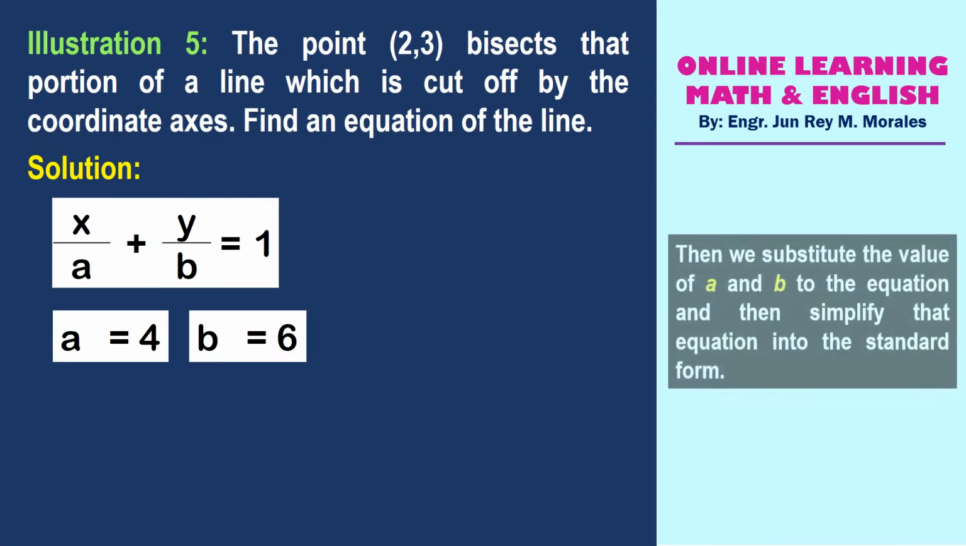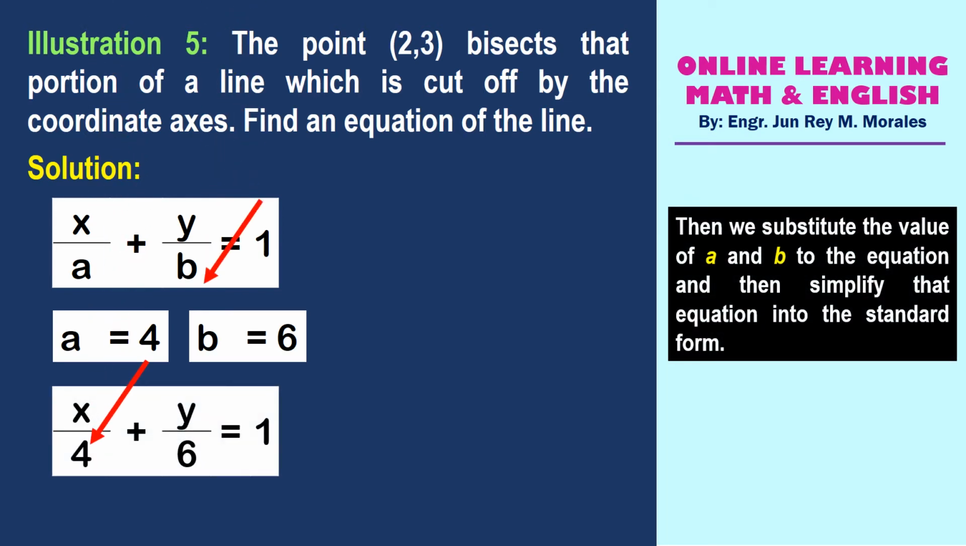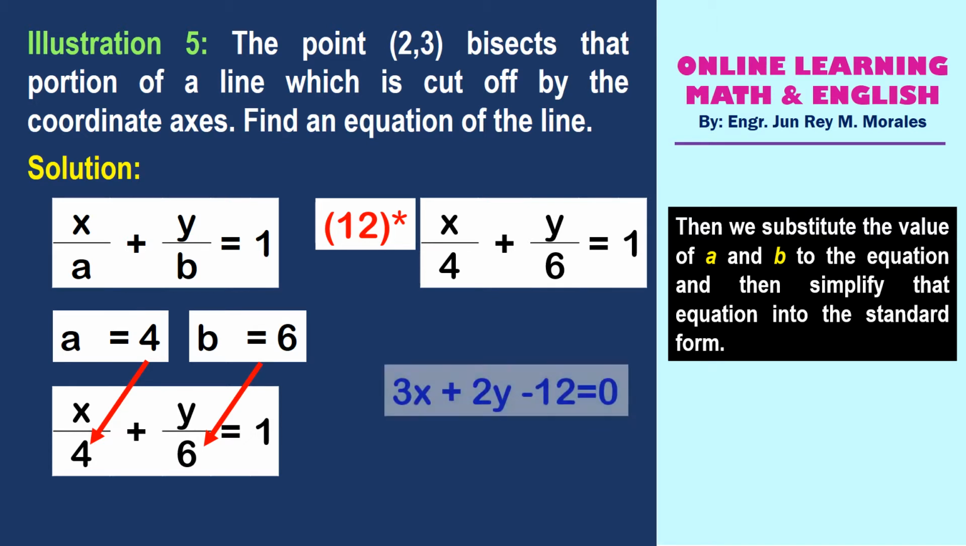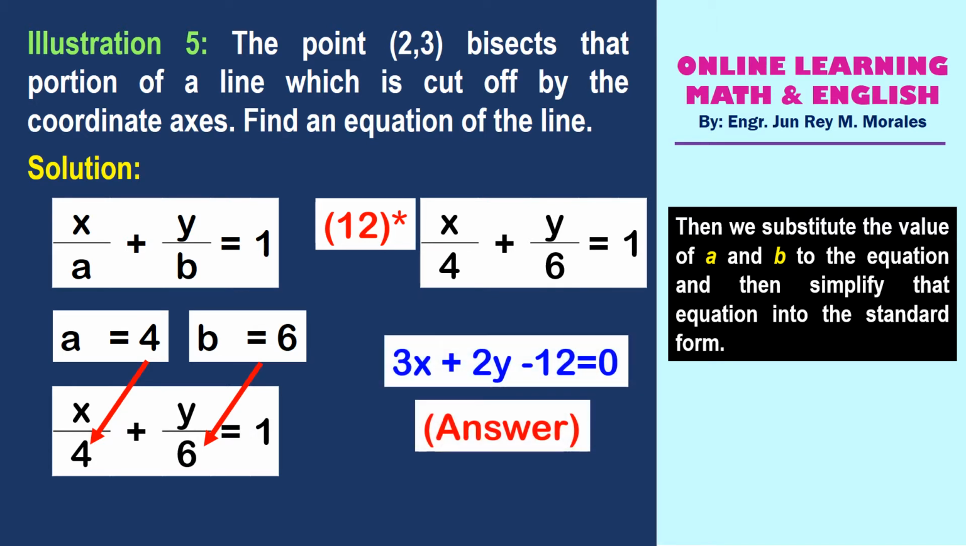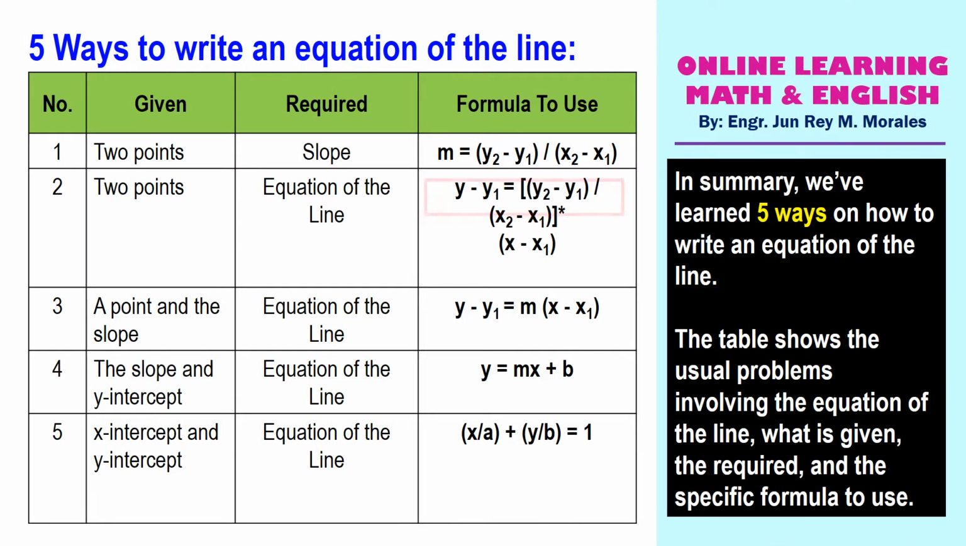Then we substitute the value of m and b to the equation, and then simplify that equation into the standard form. In summary, we've learned 5 ways on how to write an equation of the line.